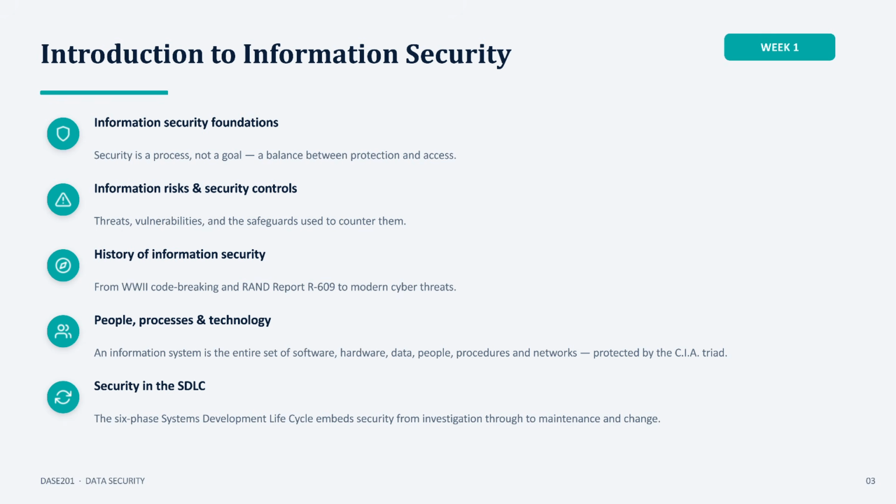Another very important concept was the CIA triad. CIA stands for confidentiality, integrity, and availability. Confidentiality means protecting information from the people who should not have access to it. Integrity means making sure information is accurate and has not been changed in an unauthorized way. Availability means making sure information and systems are available when people need them.